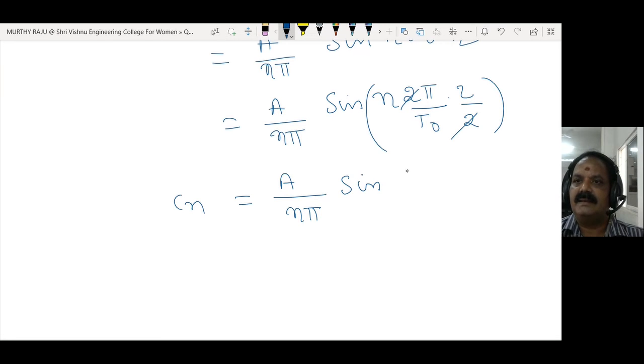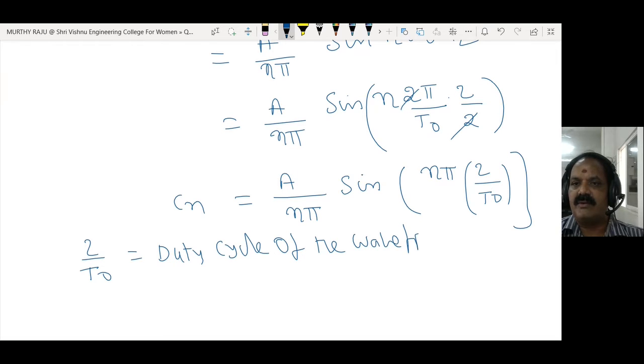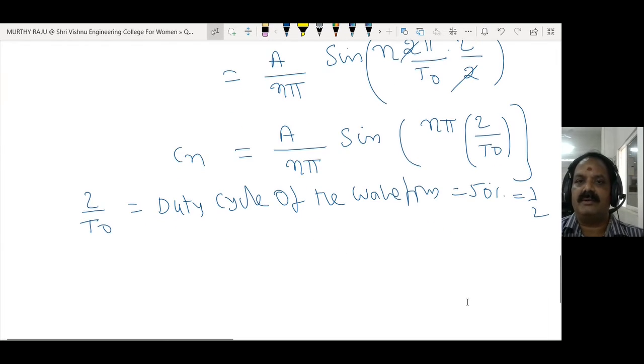sin of n pi tau by T naught. This tau by T naught is the duty cycle of the waveform. Suppose the duty cycle of the waveform is 50%. 50% means 1 by 2. Tau by T naught is equal to 1 by 2.